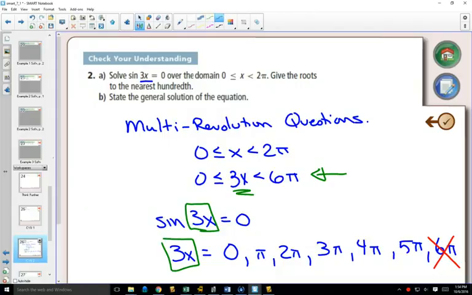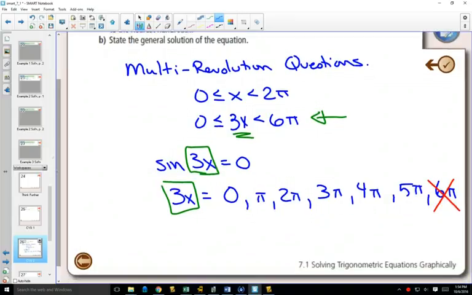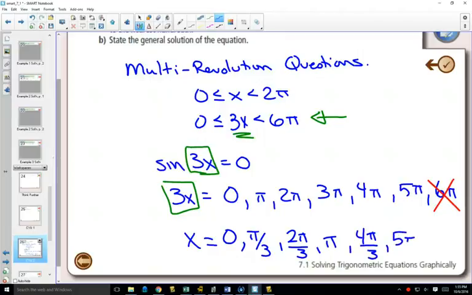So in a multi-revolution question, the first thing that's different is your domain gets changed when you're looking at 3x, from 0 to 6 pi, so it's 3 times around. And now once you have figured out what 3x is equal to, you can figure out what x is equal to. How would I get x by itself? I'd have to divide everything by 3. So the first answer gets divided by 3, our second answer gets divided by 3, our third answer gets divided by 3, our fourth answer gets divided by 3. And in the end, we got 6 different answers. Can you see that all 6 of those answers are between 0 and 2 pi, which is what our original domain was supposed to be.